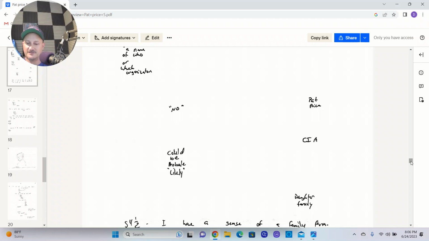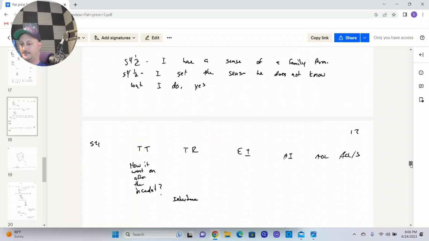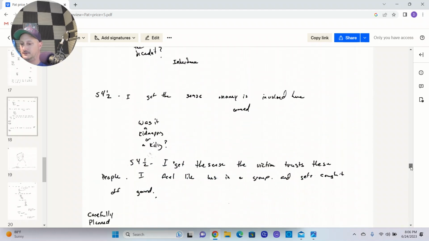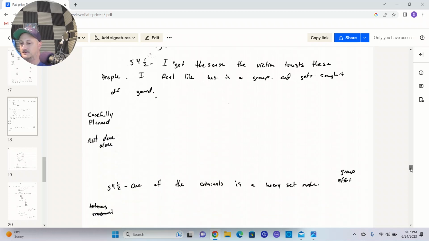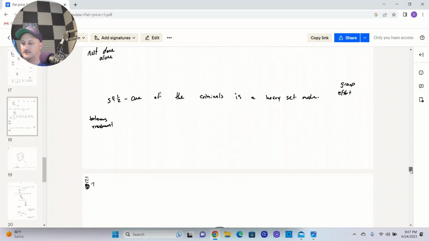I did get some sense of some stuff going on with property in the family. I picked up on some of that. A family farm. Got a sense of money was involved. He was in a group and getting caught off guard. Okay, I got a sense one of the criminals involved is a heavyset male. A group effort.